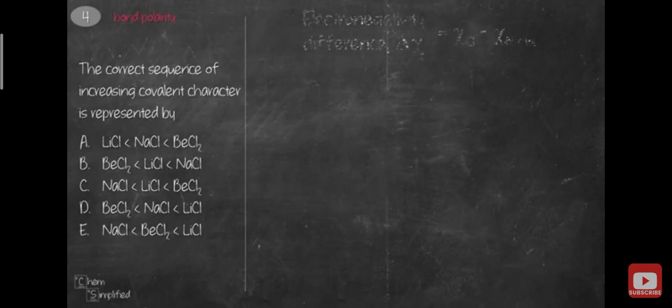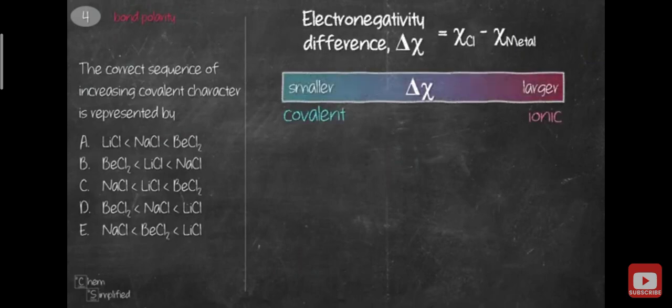Covalent character depends on the electronegativity difference. The smaller the difference of electronegativity, the more covalent character it has. Notice all these compounds have chlorine. That means we can just compare the electronegativity of the metal. The larger the electronegativity of the metal, the smaller the electronegativity difference, and that means the higher the covalent character.